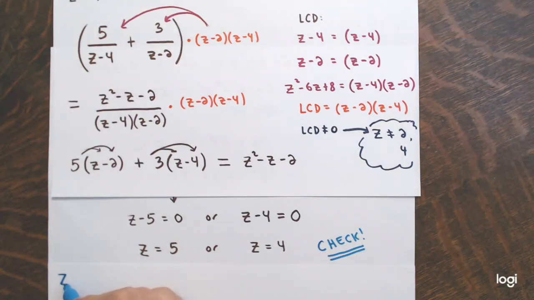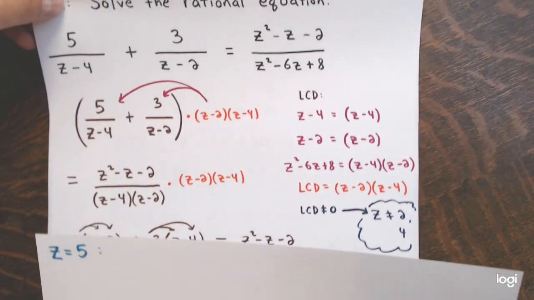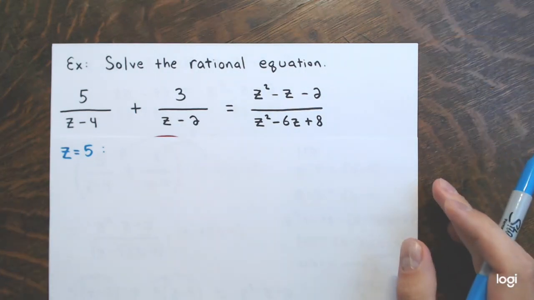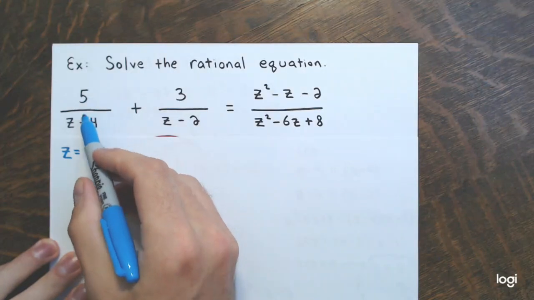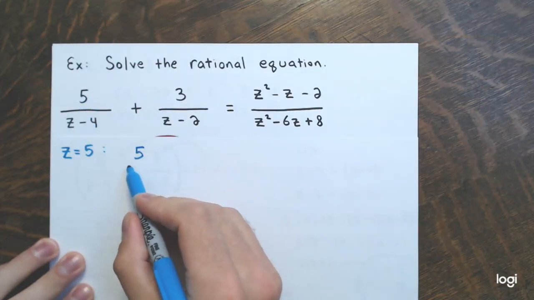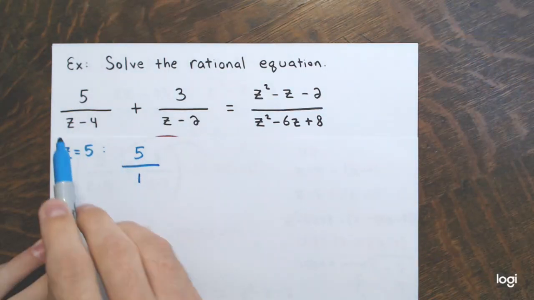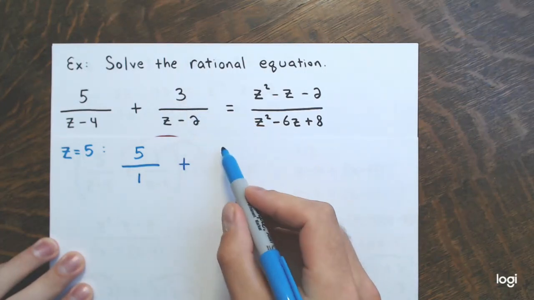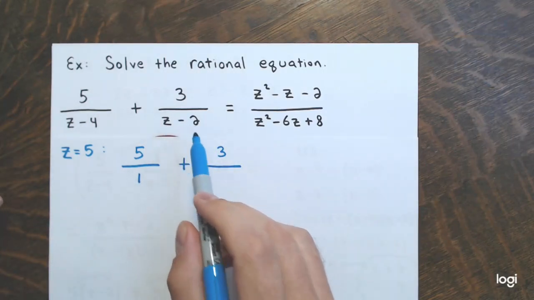So let's check z equals 5. I'll start with that. We're going back to the original equation. Sorry about this. This is the way it originally looked. And I'm going to replace every z with 5. So the first fraction, you have 5 in the numerator, and the denominator would be 5 minus 4, which is 1. So that's just 5, plus the second fraction, 3 in the numerator. The denominator would be 5 minus 2, or 3.